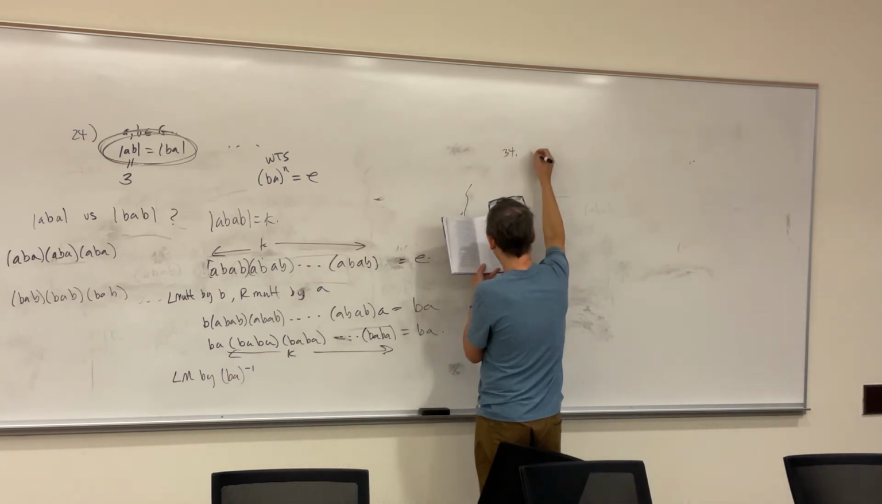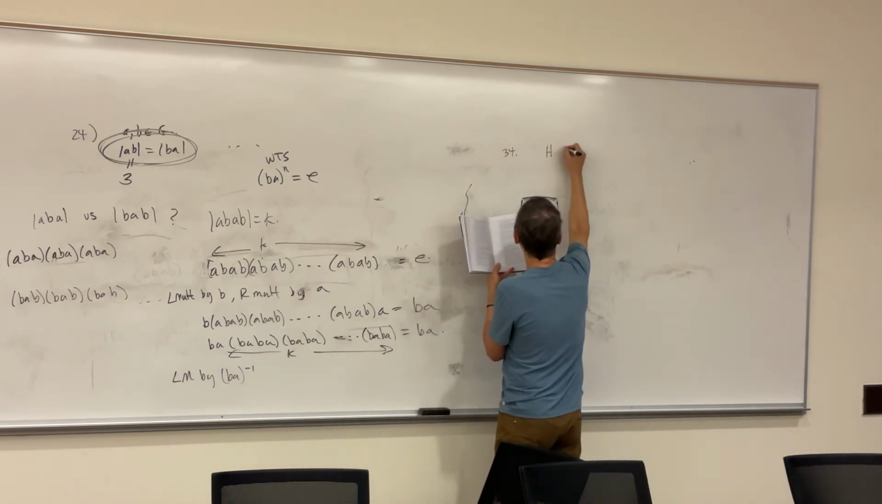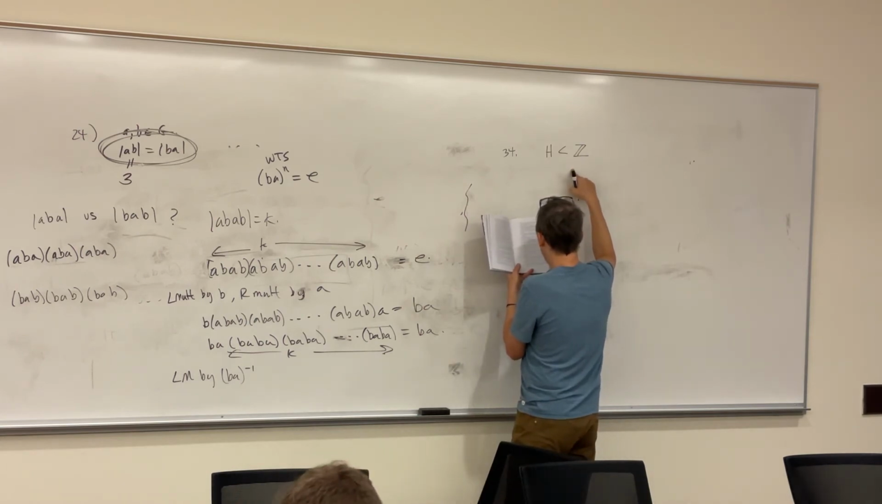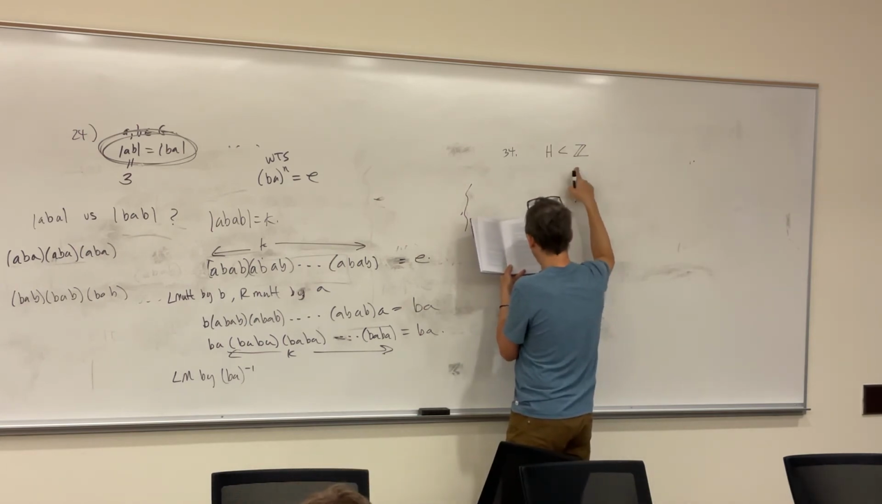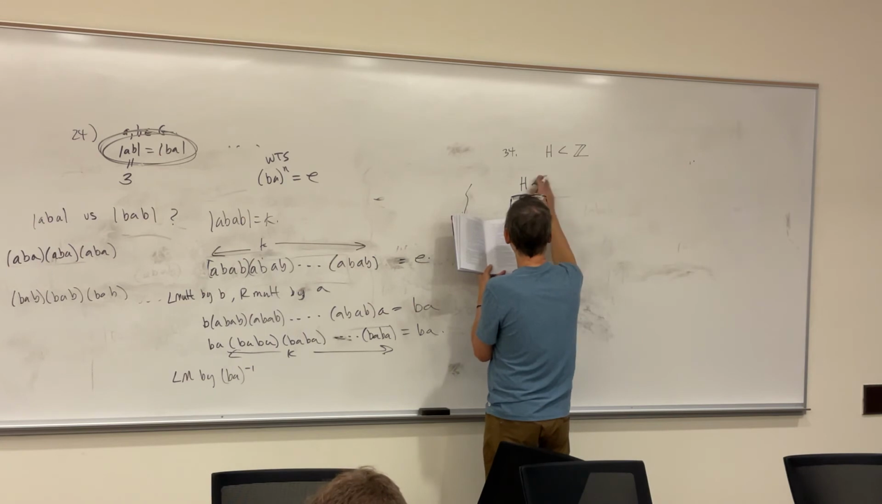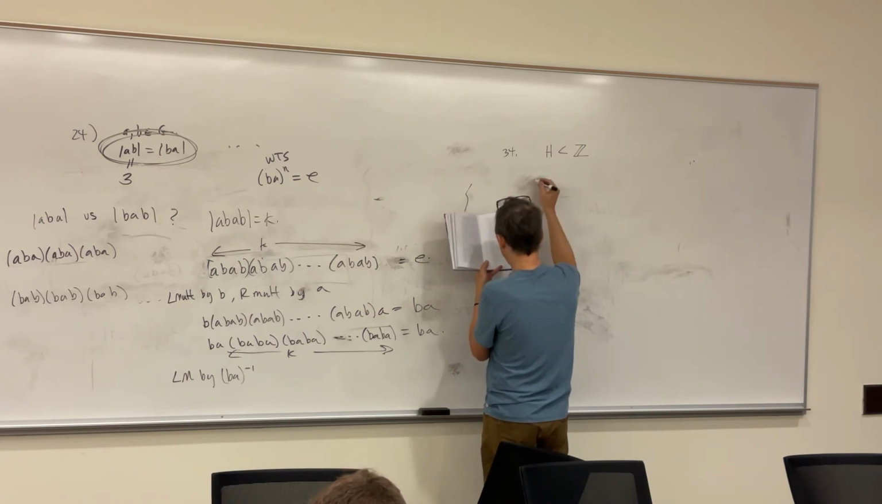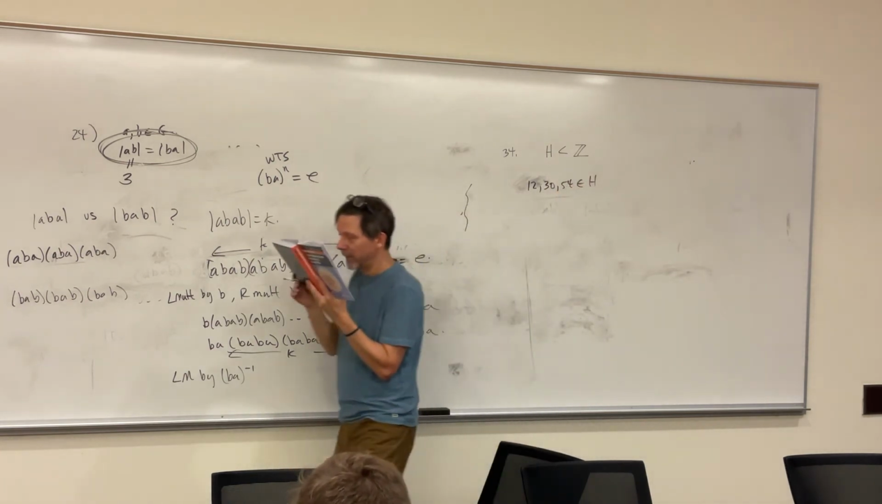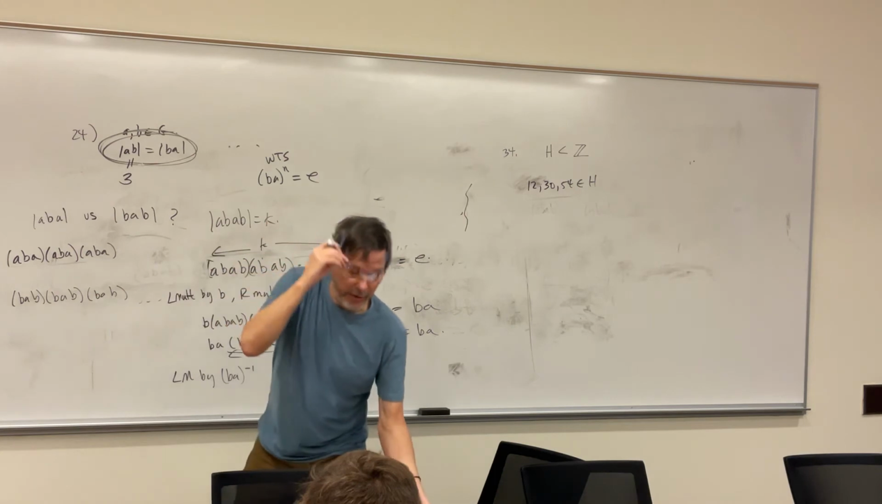So number 34, H is a proper subgroup of Z under addition, kind of implied, and H consists of, let's just add these elements, use the proper name, 12, 30, and 54 are elements of H. Cool. What are the possibilities for H?